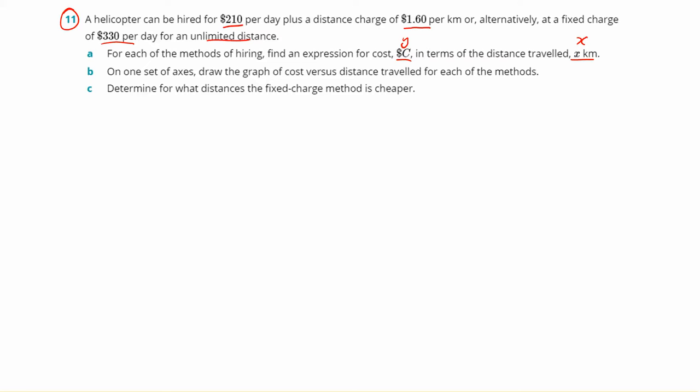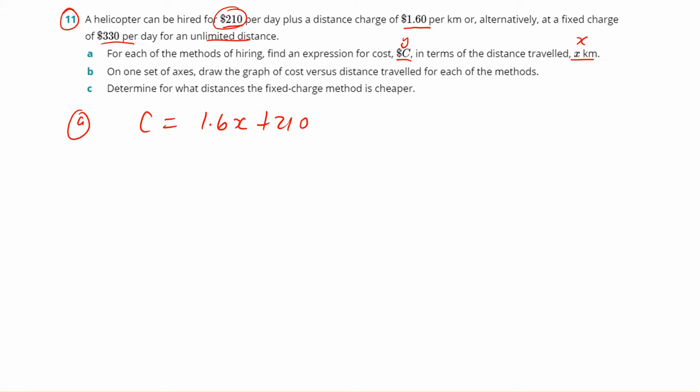So what if I find an equation for both of them? So for part A, I know that C is my y. We've got to find our gradient. Our gradient must be 1.6 because that's what the rate is, because we're getting charged 1.6 per kilometer traveled. So 1.6x, and we're going to get a fixed charge of 210. So that's going to be 1.6x plus 210.